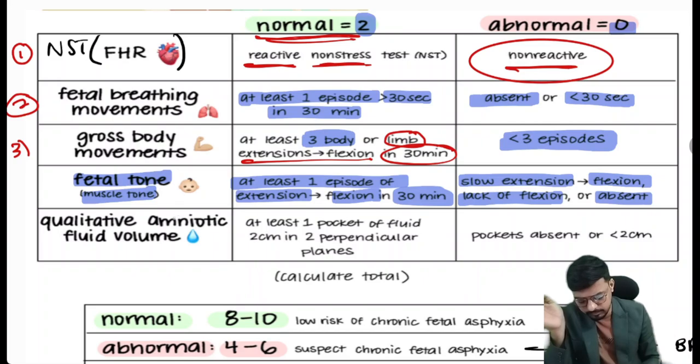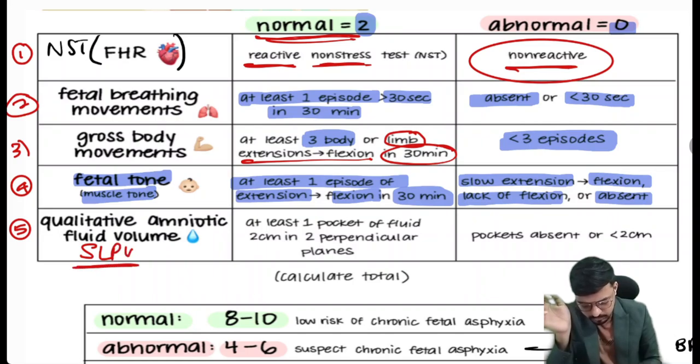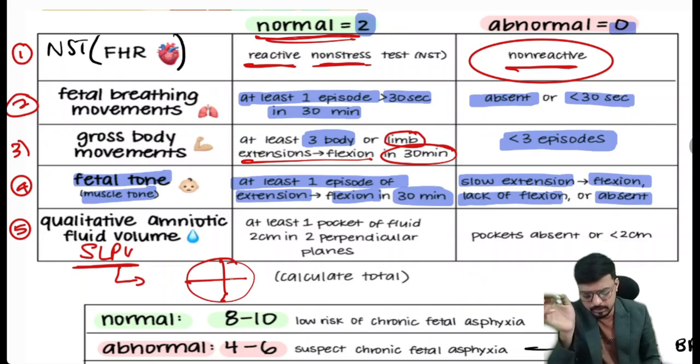This is the fourth component we have seen, and the fifth component we have to study is the amniotic fluid volume. With the help of the single largest pocket volume, we divide the abdomen into four parts. Among the four, we check in which part the amniotic fluid pocket is biggest.